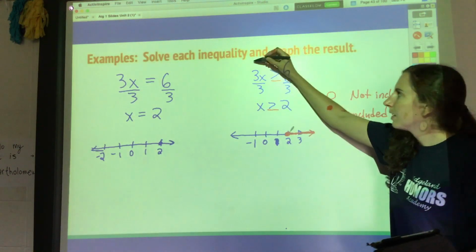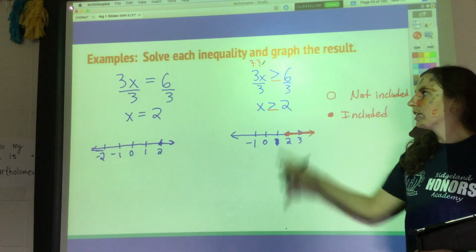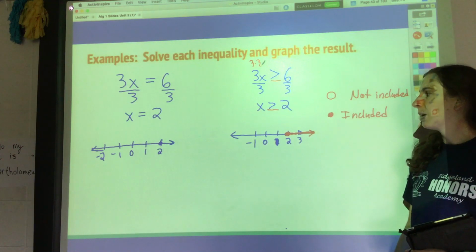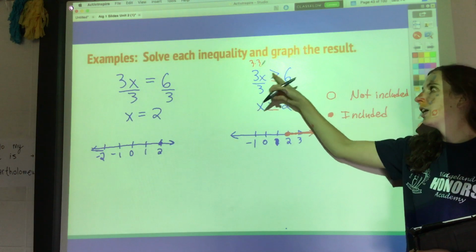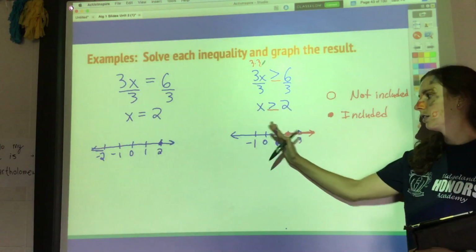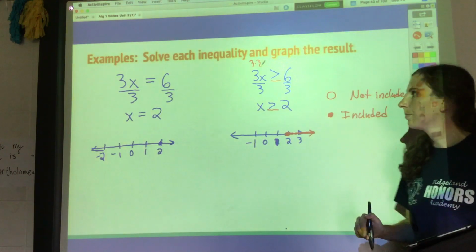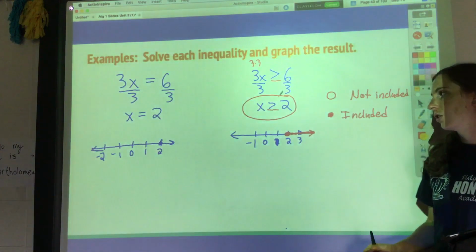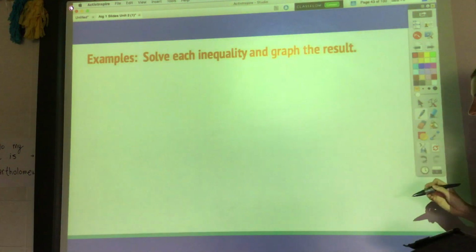If I plugged in a 3, 3 times 3 is 9, which is bigger than 6. If I plugged in 100, 3 times 100 is definitely bigger than 6. But if I plug in a 1, 3 times 1 is not bigger than 6. So this stuff doesn't work, this stuff does. There are infinite solutions. Okay, so the solution was this, and if you were asked to graph it on a number line, it would look like this. Let's try another one.